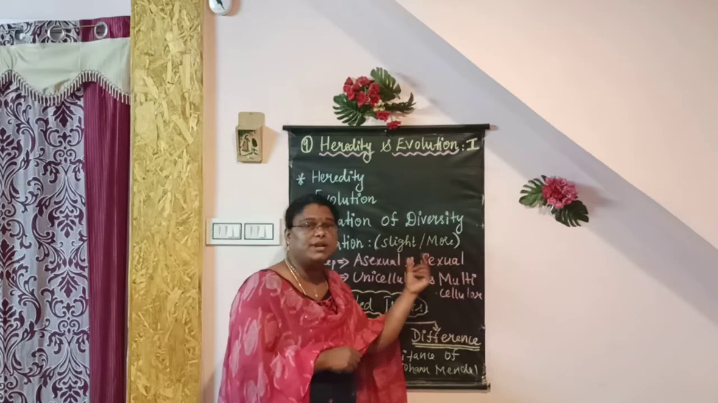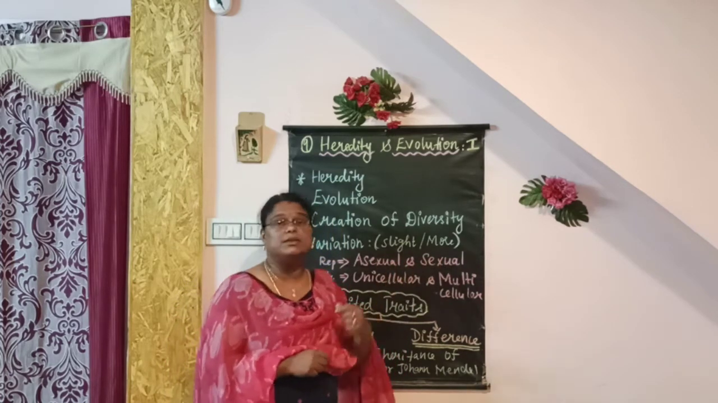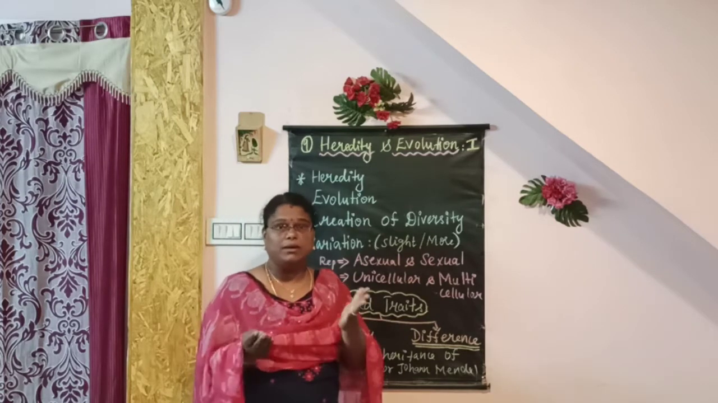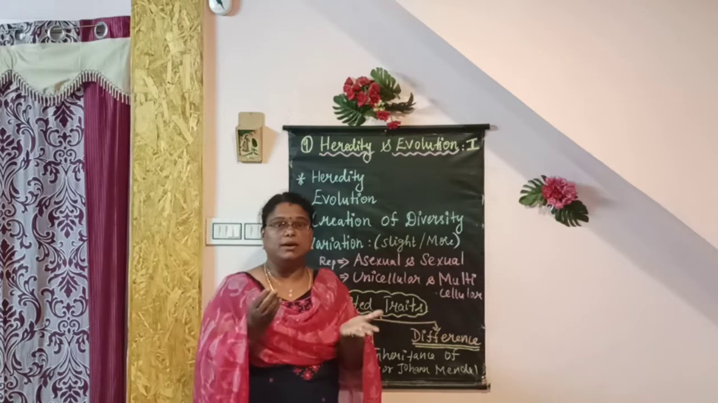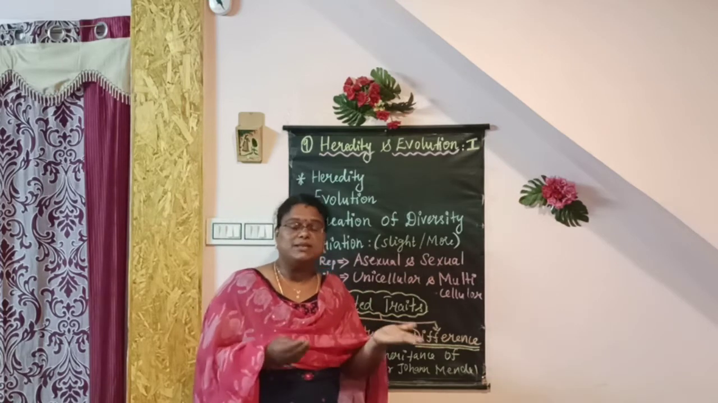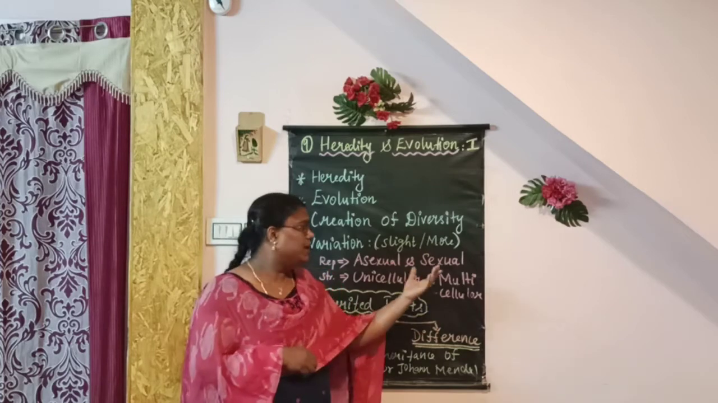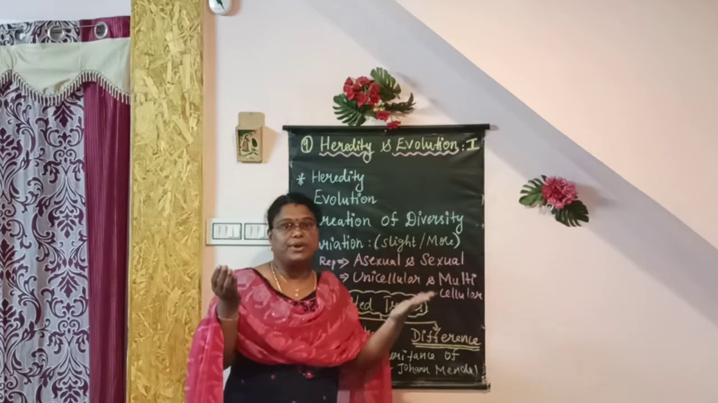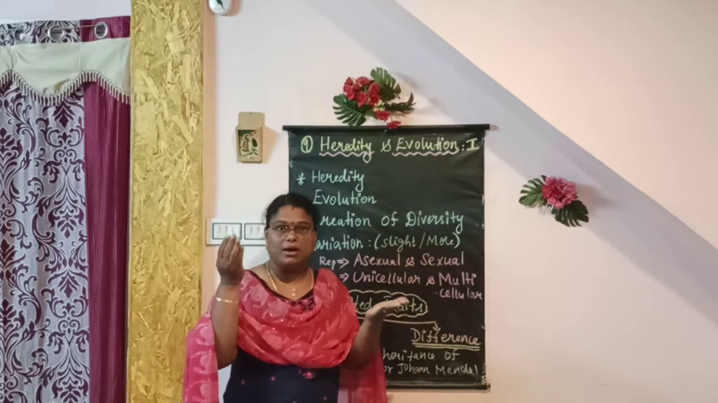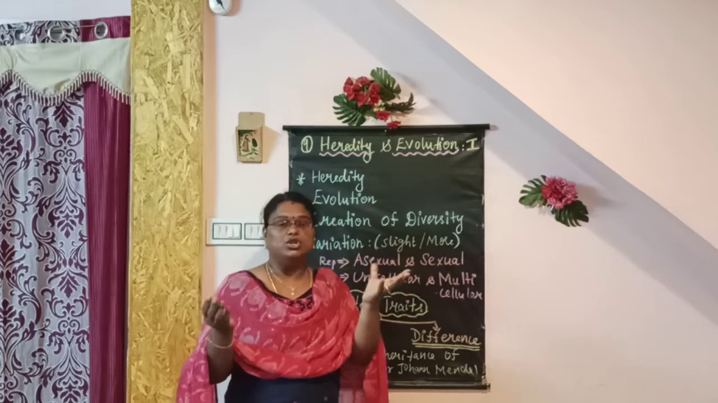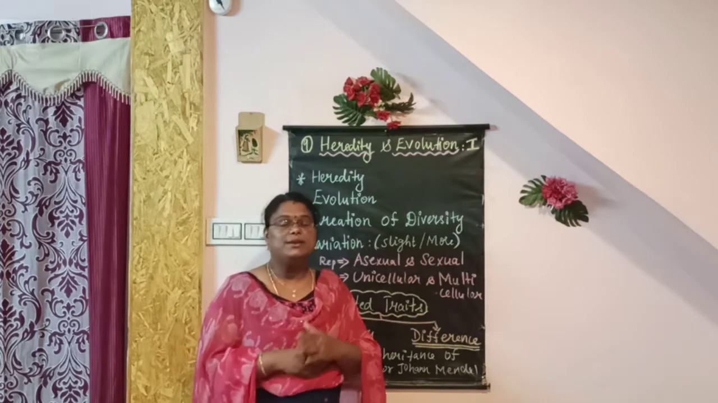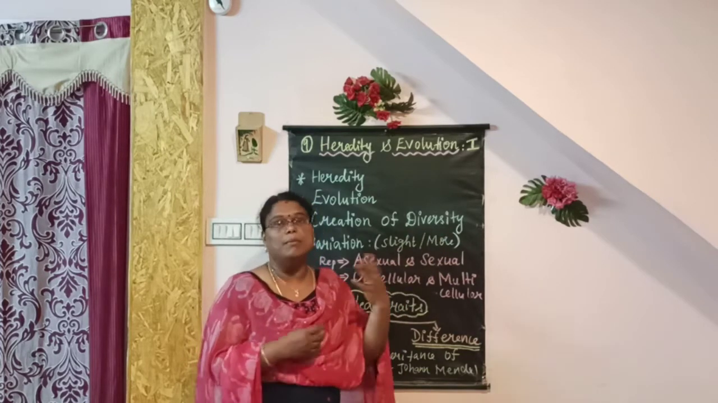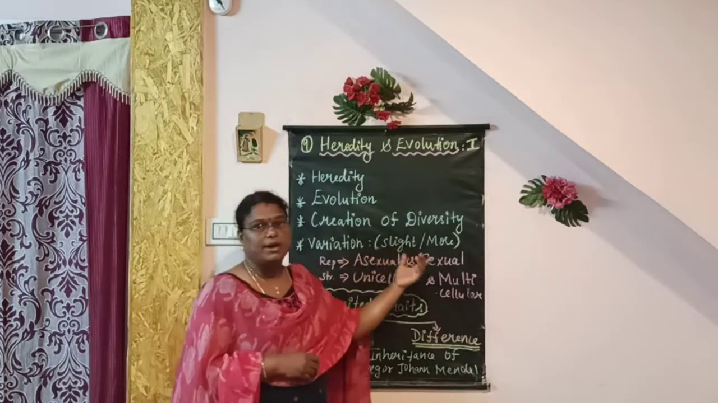Sexual reproduction is a process of reproduction by mixing of two different DNAs or two different gametes, that is male gamete and female gamete. Here the chance of variation is more because the gene from the father and the gene from the mother join together to form a new trait. So here the variation, or this diversity, will be more. So this is about type of reproduction.